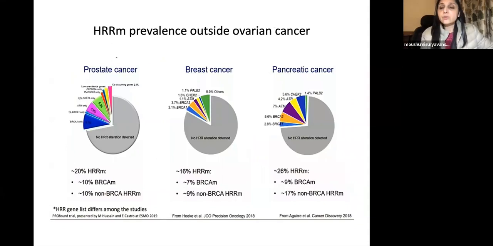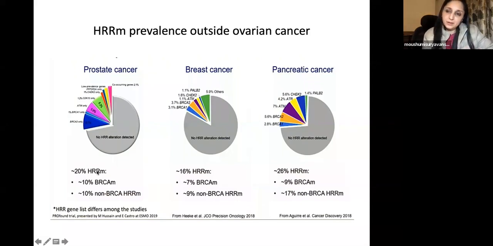HRR gene. So rarely other cancers can also have them, but these are the cancers which usually have a bigger number of HRR gene mutations associated with them. And also we are testing HRR genes in prostate cancer, breast cancer, especially the triple negative breast cancer, and pancreatic cancer. So around 20% of prostate cancers have HRR gene mutation.